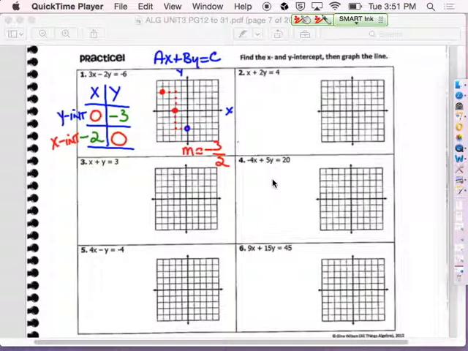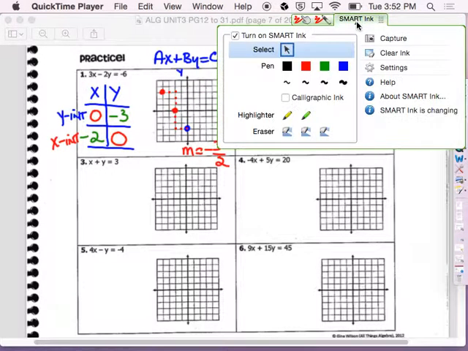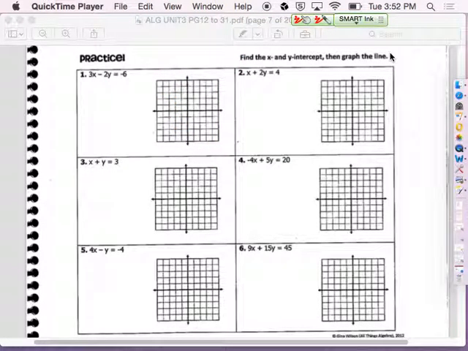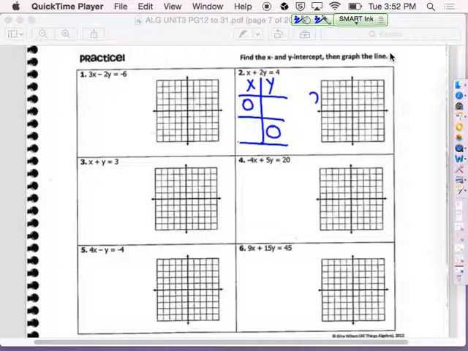Let's look at number 2. And in number 2, my C is divisible by 1 and 4 is divisible by 2. So it looks like this is a good candidate for using the method where I solve each variable for 0 and find the intercepts. So once again, make your T-chart with X and Y. And we'll let X become 0, then we'll let Y become 0. So if X is 0, then the only thing that would remain would be 2Y equaling 4. Therefore, Y is 2. So when X is 0, Y is 2.